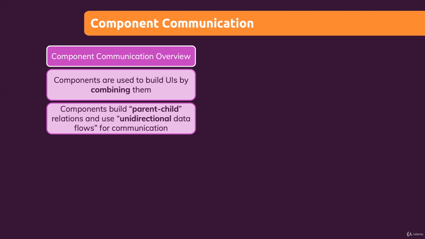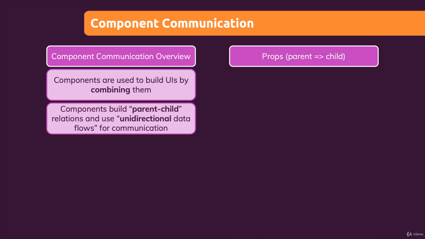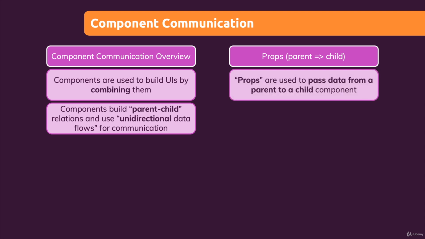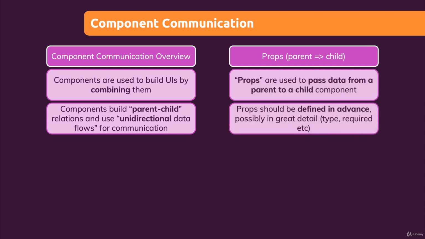For passing data down, we have props. This allows us to pass data from a parent to a child. So props are used for just that, and we should define props in advance in that child component which will receive them. You can either just specify an array to let Vue know about the props you want to receive, or you go into greater detail and you also let Vue know which type of data you're expecting, whether a prop is required, and all of that. You saw that in great detail throughout this module as well.